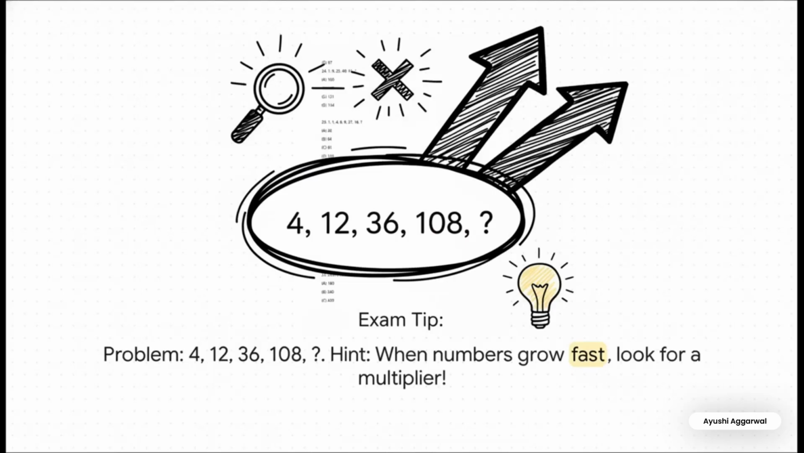Okay, on to the next one. The series is 4, 12, 36, 108, and then our question mark. Now, just look at this. Can you see how the numbers are just exploding? We're going from 4 all the way to 108 really fast. Whenever you see this kind of rapid growth, it's a huge clue. Checking for a multiplier is a much smarter move than checking for differences. That's another key exam tip for you.